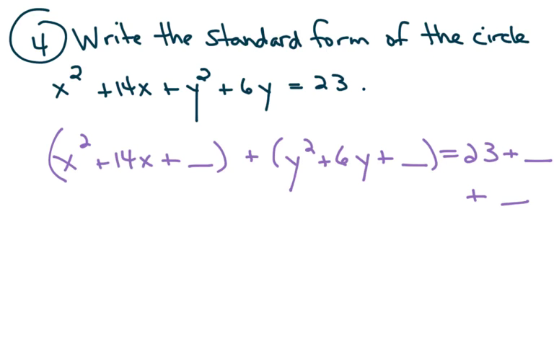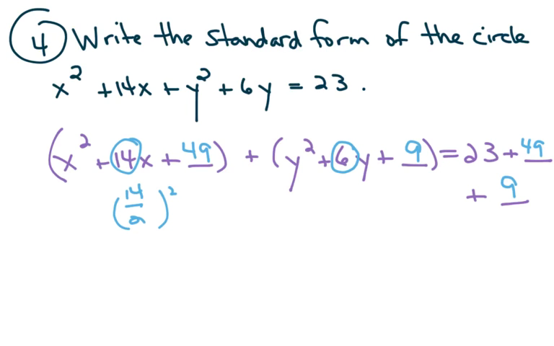To determine the number that fills in the blank, you take the middle term, divide it by 2, and then square it. 14 divided by 2 is 7. 7 squared is 49. So that's the number that goes in the blank in the perfect square trinomial, and it also goes in one of the blanks on the right-hand side. The number that fills in the next blank: 6 divided by 2 is 3. 3 squared is 9.